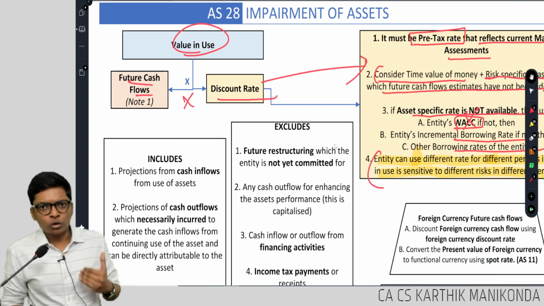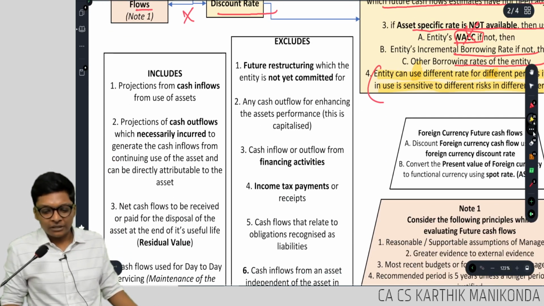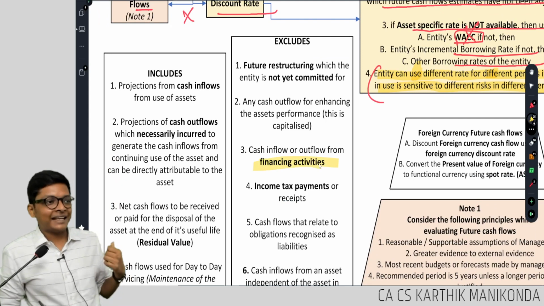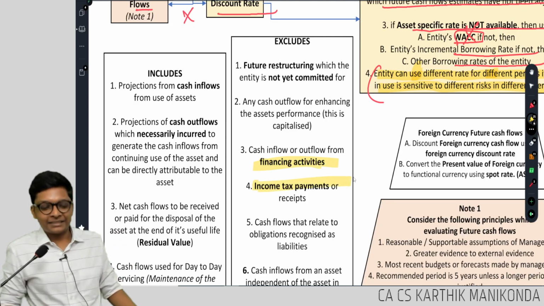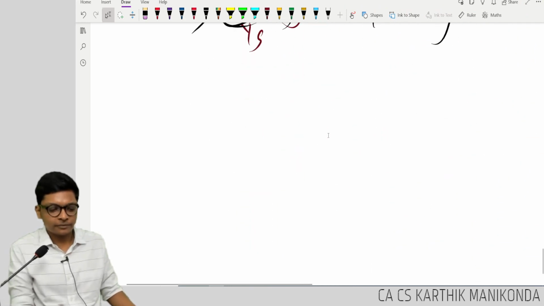Again, we have theory, no sum, but they can very much ask. Already I finished a few points. Let me tell the points I finished. Don't include cash flow of financing activities like interest. Don't include income tax payments. Are you following, guys? Now some more points.